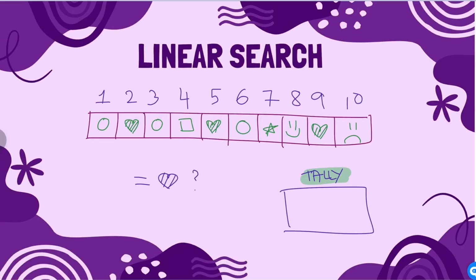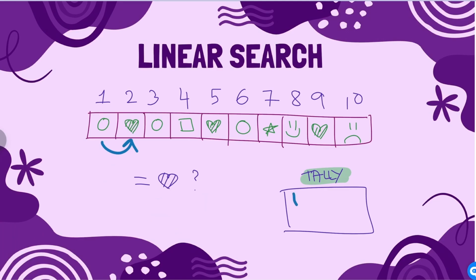Okay, so now let's talk about how linear search actually works. Here I've drawn a little table. It's a 1D array, and I've numbered the positions 1 to 10. Now we're gonna find how many hearts there are in this array, and we're gonna put them in a tally. First of all, we ask ourselves: is position 1 equal to a heart? It's actually a circle, so no. We move on to the next one. Is position 2 equal to a heart? Yes, it is. So we put 1 point in our tally.